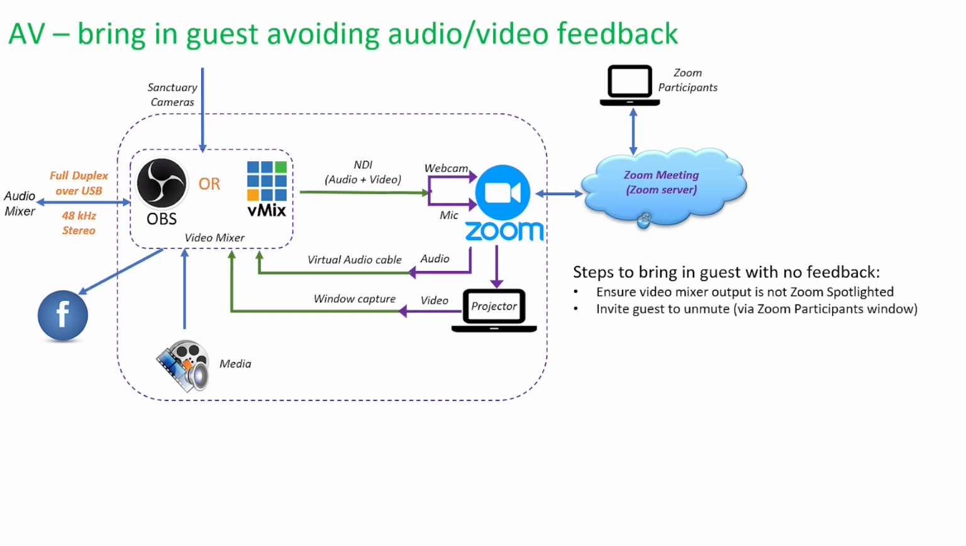Via the Zoom Participants window, invite the guest to unmute. This shows a dialog box on their screen with an unmute button which they can select. Once they start speaking with nobody spotlit, Zoom will change the return video feed to their video.